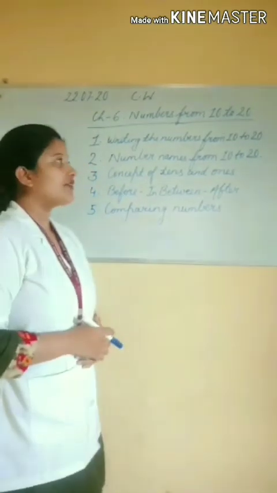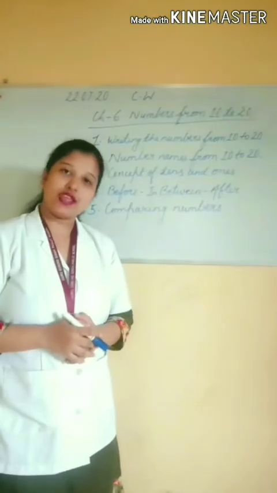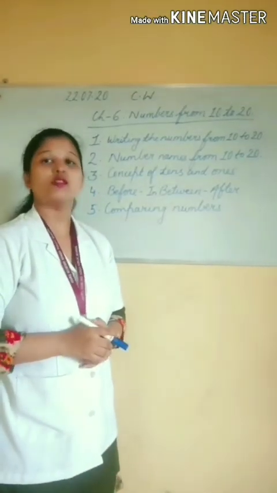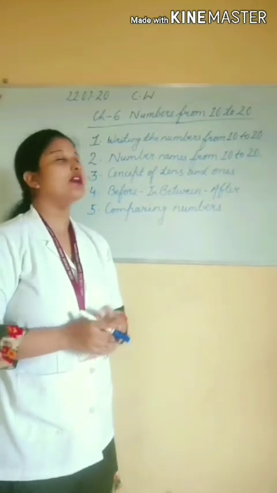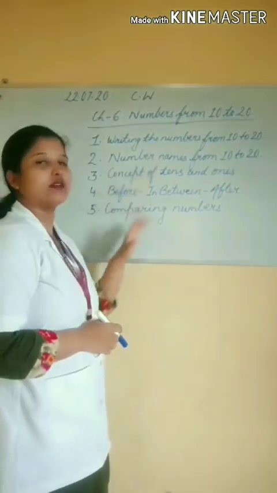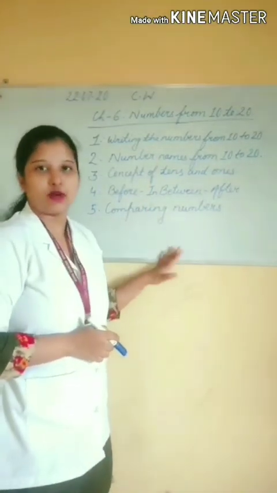Now, today we will discuss the topics which were left in chapter 6, that is numbers from 10 to 20. So, what is the name of our chapter? Numbers from 10 to 20. Now, this chapter has been divided into 5 parts.